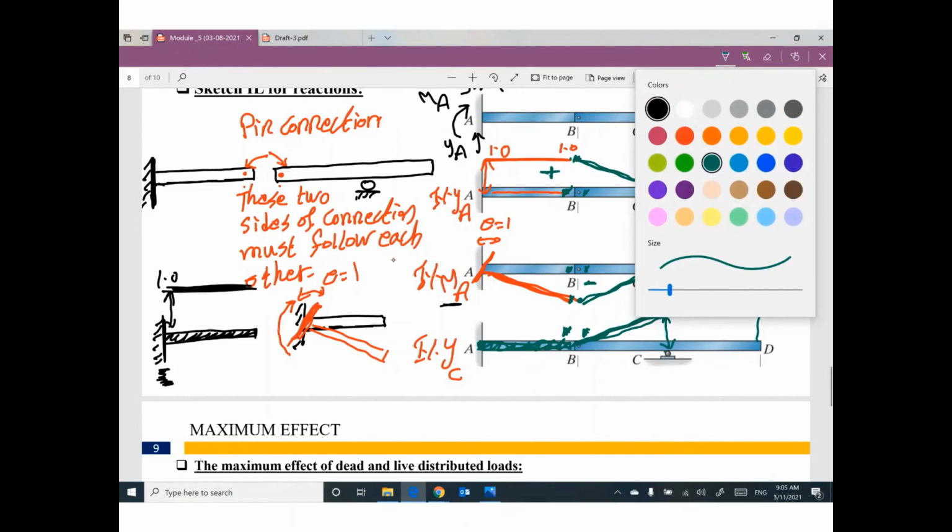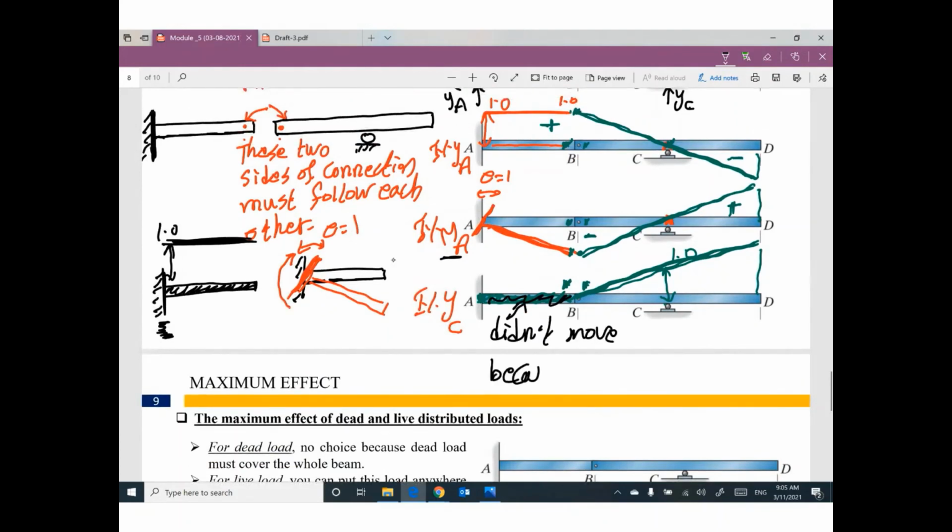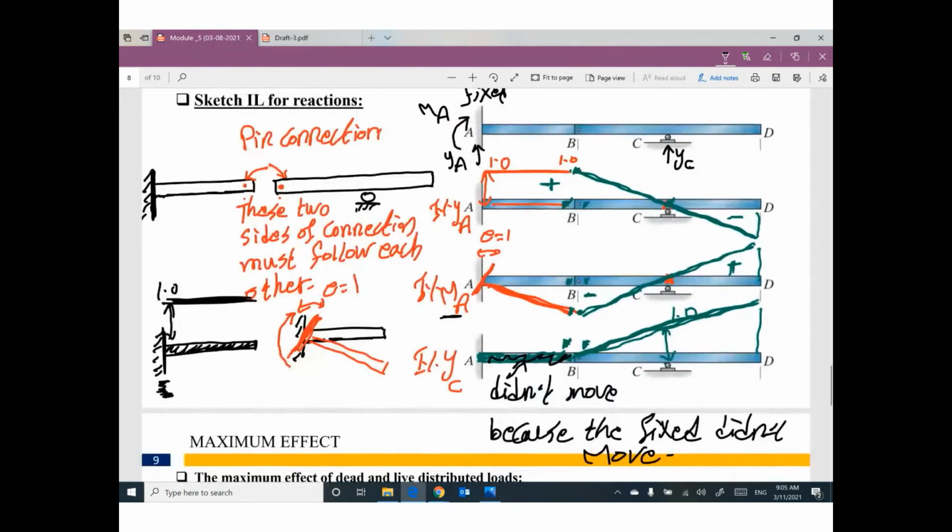One more time. This part of the beam didn't move because the fixed did not move. So I drew the influence line for reaction YA, the influence line for reaction MA, and the influence line for reaction YC.